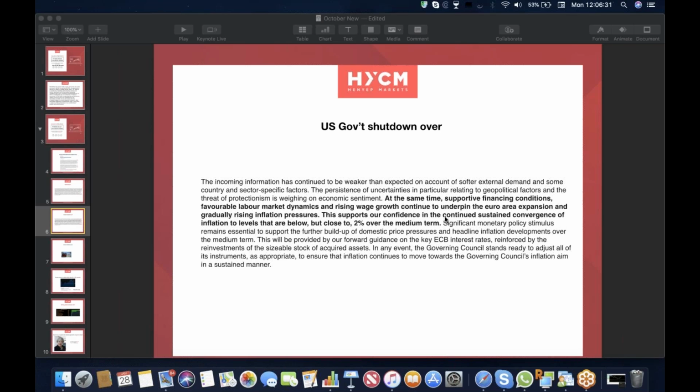This supports our confidence in the continued sustained convergence of inflation to levels that are below but close to 2% over the medium term. So essentially he gave quite a mixed message, and that mixed message was really trying to weigh up those two different aspects of what the European Central Bank is trying to balance.